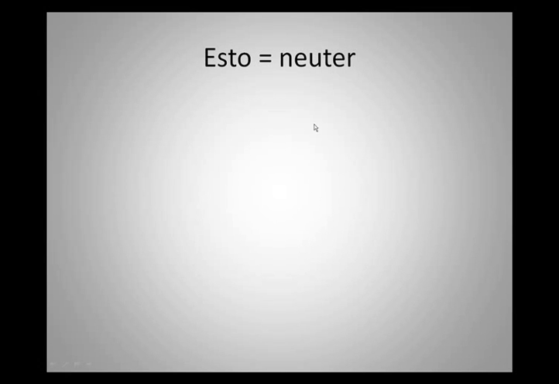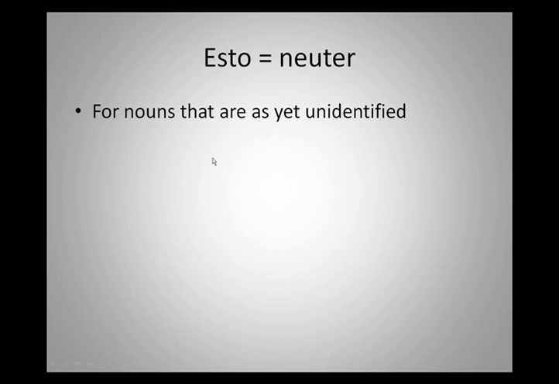Spanish even has a neuter, which is neither masculine nor feminine. It's used very rarely, but esto is the neuter. See an example. And they work for things that we don't know if they're really masculine or feminine, or if we don't know what they are at all. Here's an example. ¿Qué es esto? That is the most common use of esto. ¿Qué es esto? Means I don't know if it's male or female. I don't know what it is. ¿Qué es esto? What is this? Okay, it's yet unidentified. What is this?